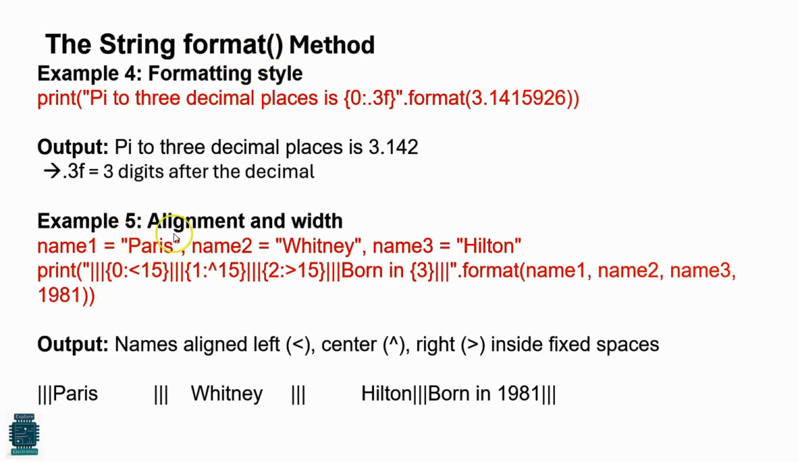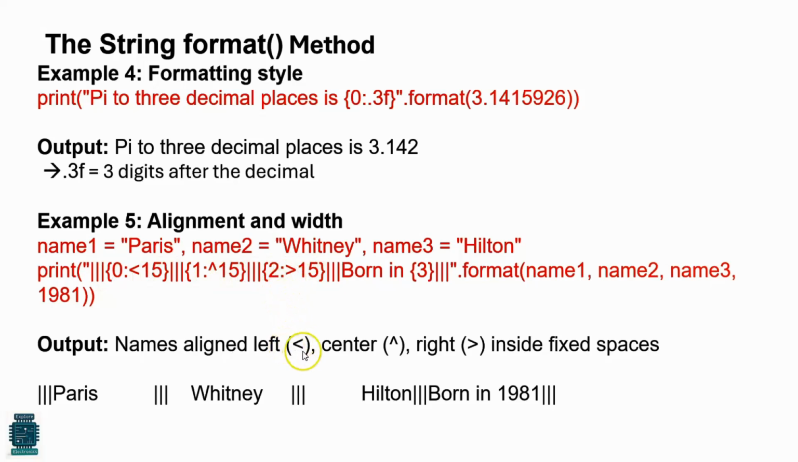And one more example, that is alignment and width. This is a bit confusing. Be very careful here. Name 1 is equal to Paris, name 2 is equal to Whitney, and name 3 is equal to Hilton. Print, I am using the lines here from 0 to 15 and 1 to 15 and 2 which is greater than 15. I am using this one. Why?